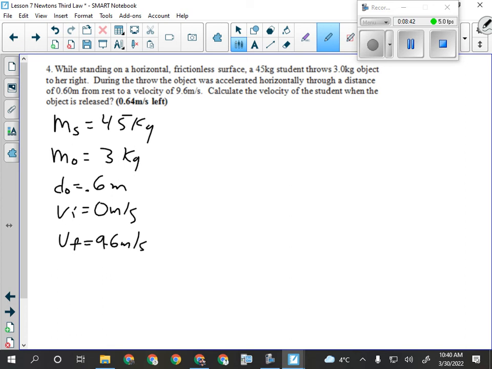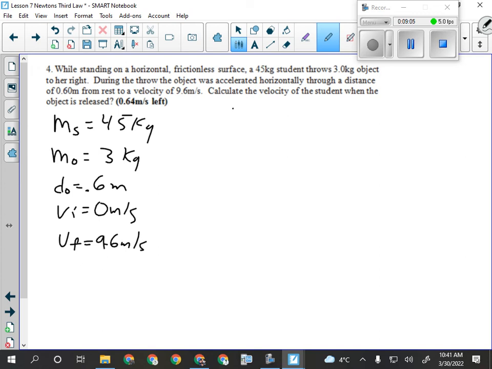I will likely have to calculate the time, because I don't have the distance the student moved during the acceleration. I have the distance the ball or the object moved, but not the distance the student moved, and they would be different because of their different masses. So I have to keep that part in mind.